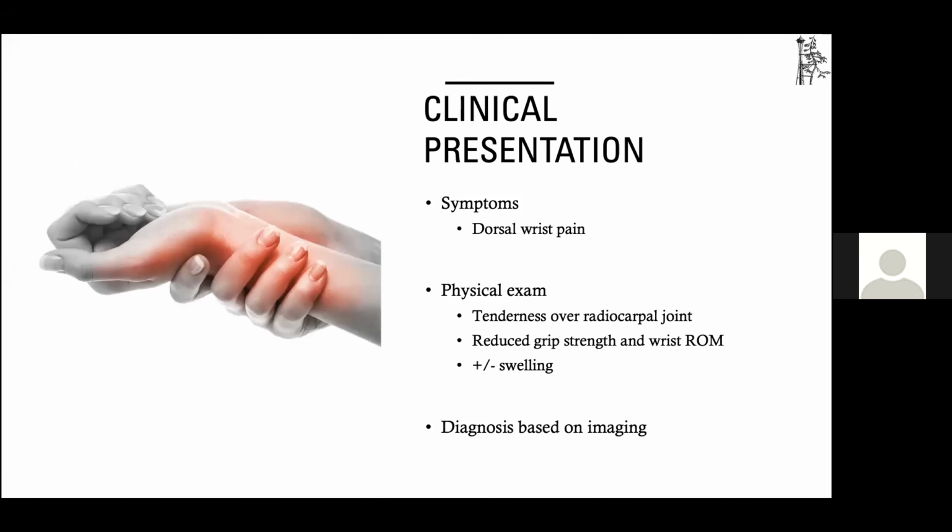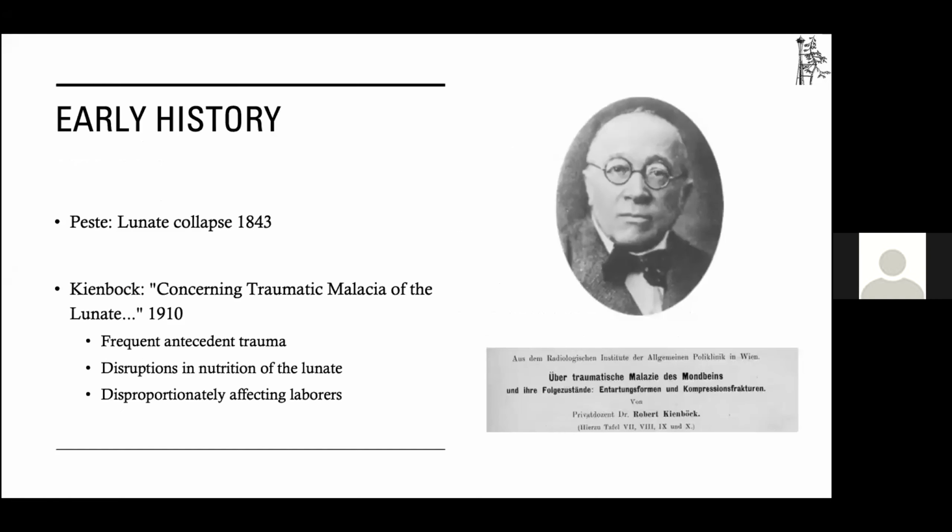Typically, patients will present with dorsal wrist pain. On physical exam, they will have tenderness over the radiocarpal joint, and they may or may not have swelling associated with this. They'll also often have reduced grip strength and reduced wrist range of motion. But as you can see, these are quite nonspecific findings. And so both the diagnosis and the staging, which is used to determine treatment, are largely based on imaging studies.